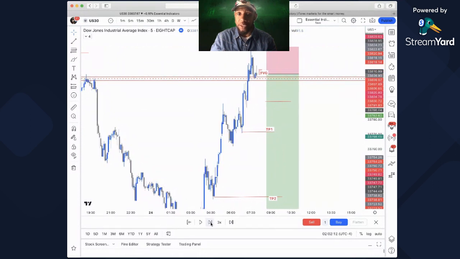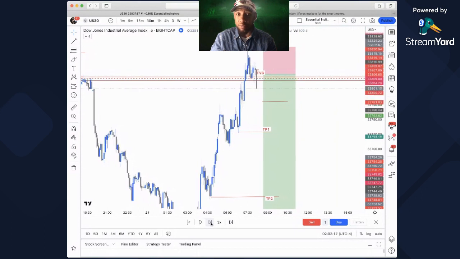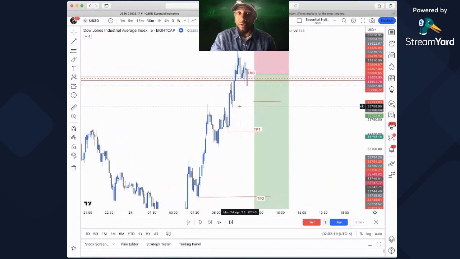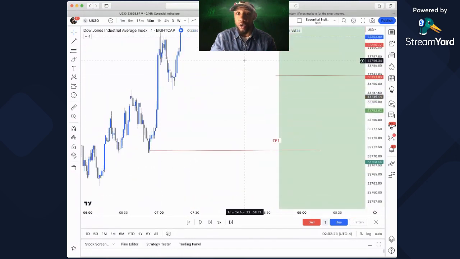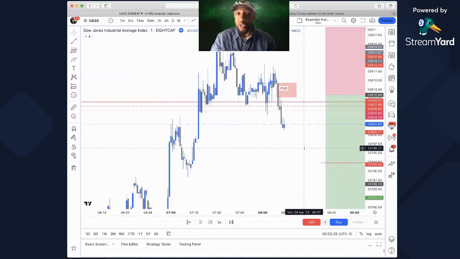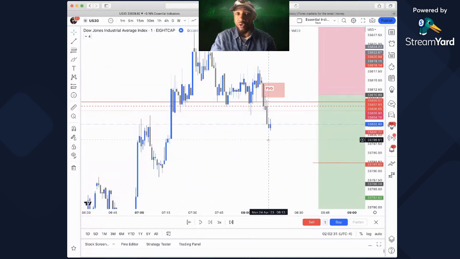Okay. And then we have, at least what I see, a break of structure. That's why you have this fair value gap here that I drew. And look, even though I lost, I was true to my setup. All right. So you have the sweep of liquidity here, comes down and breaks structure here, because this would be the higher lows.